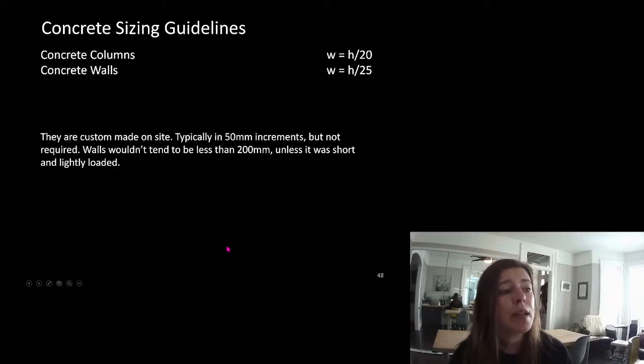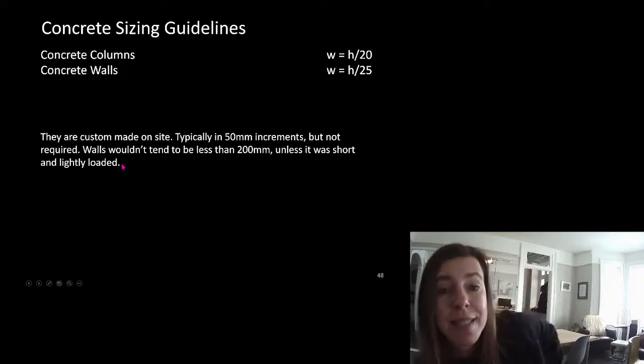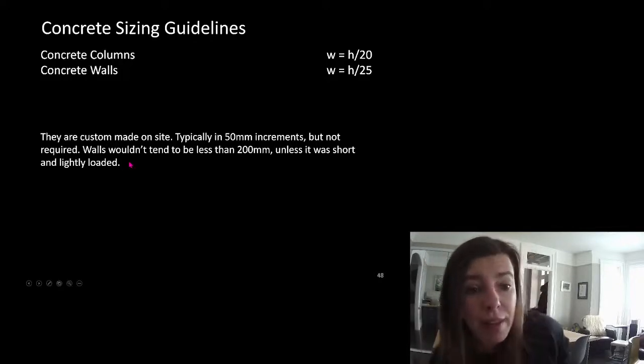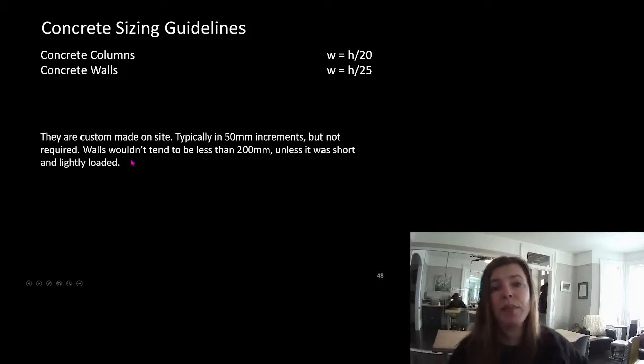Concrete walls and concrete columns. They're custom made on site, typically in 50 millimeter increments, but not required. Walls wouldn't tend to be less than 200 millimeters unless it was a short and lightly loaded wall. I can tell you that is not common. It's something custom, and it's usually heavily designed and something very specifically requested by the architect.